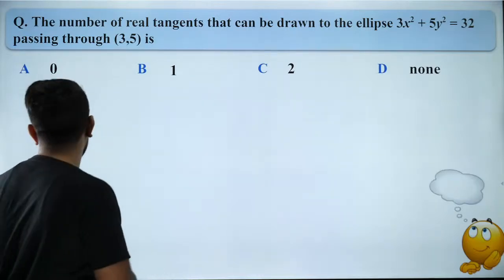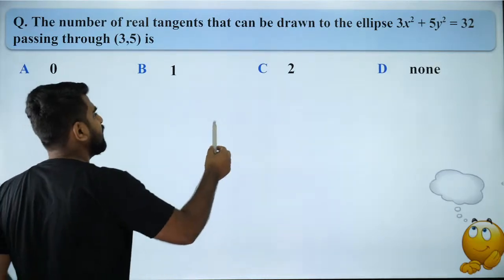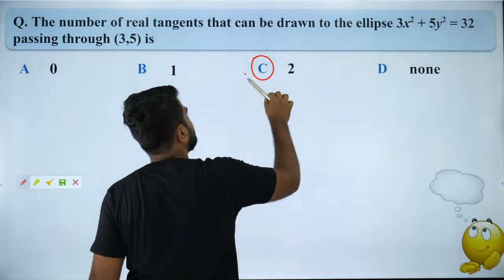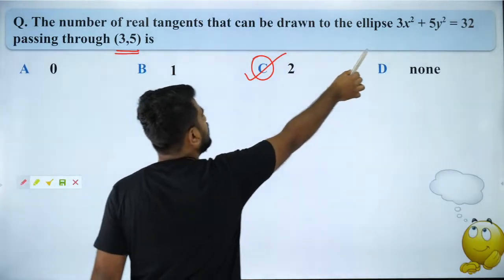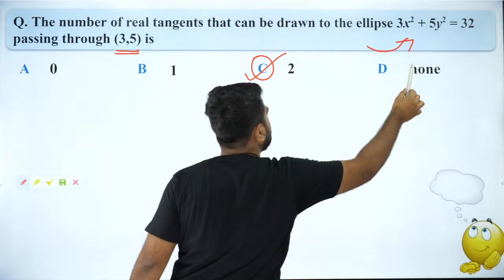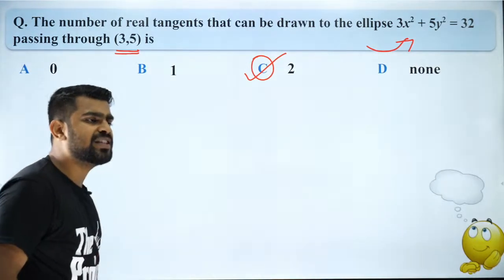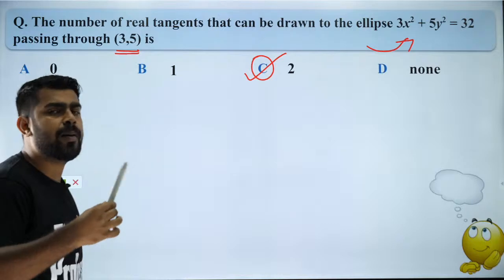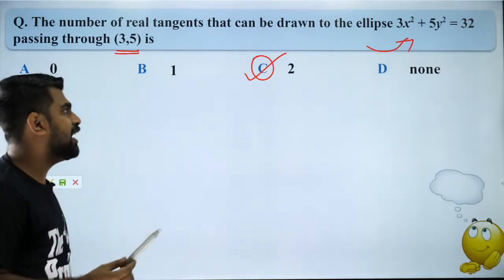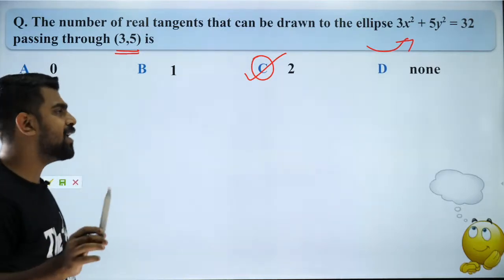So guys, the answer, like most of your friends have said, is option C. Why? Because this point lies outside this ellipse. That is what you have to test. You have to check where the point lies with respect to the ellipse. Everybody is fine with that?